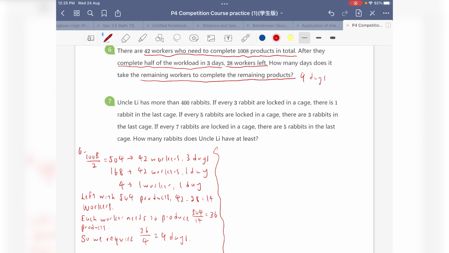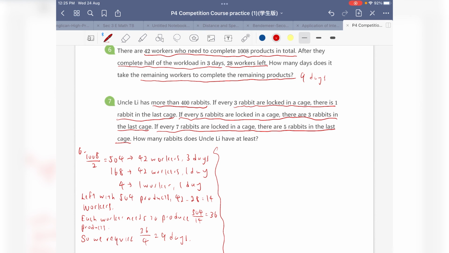Now, let's take a look at the last question over here. Uncle Lee has more than 400 rabbits. If 3 rabbits are locked in a cage, there is 1 rabbit in the last cage. If every 5 rabbits are locked in a cage, there are 3 rabbits in the last cage. If every 7 rabbits are locked in a cage, there are 5 rabbits in the last cage. How many rabbits does Uncle Lee have at least?